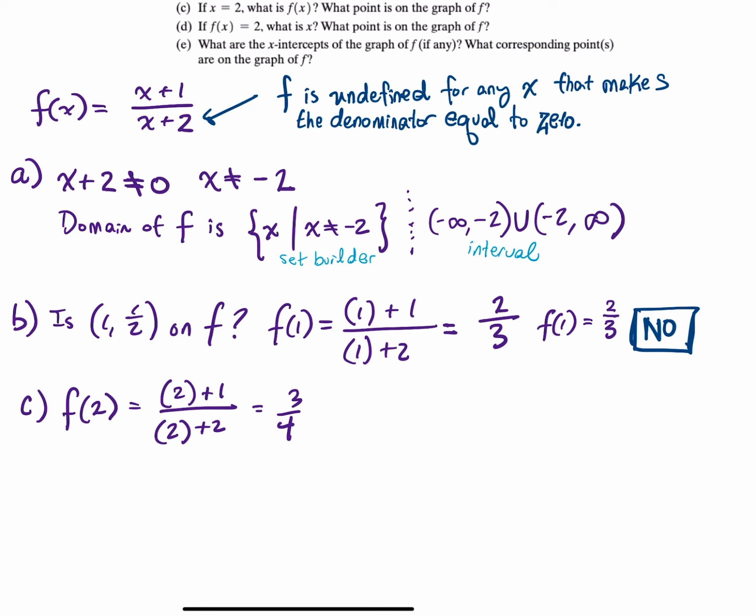But it's asking us what point is on the graph. So let's list it as a coordinate point. Our input was 2, that's our x value, and our output is 3/4.